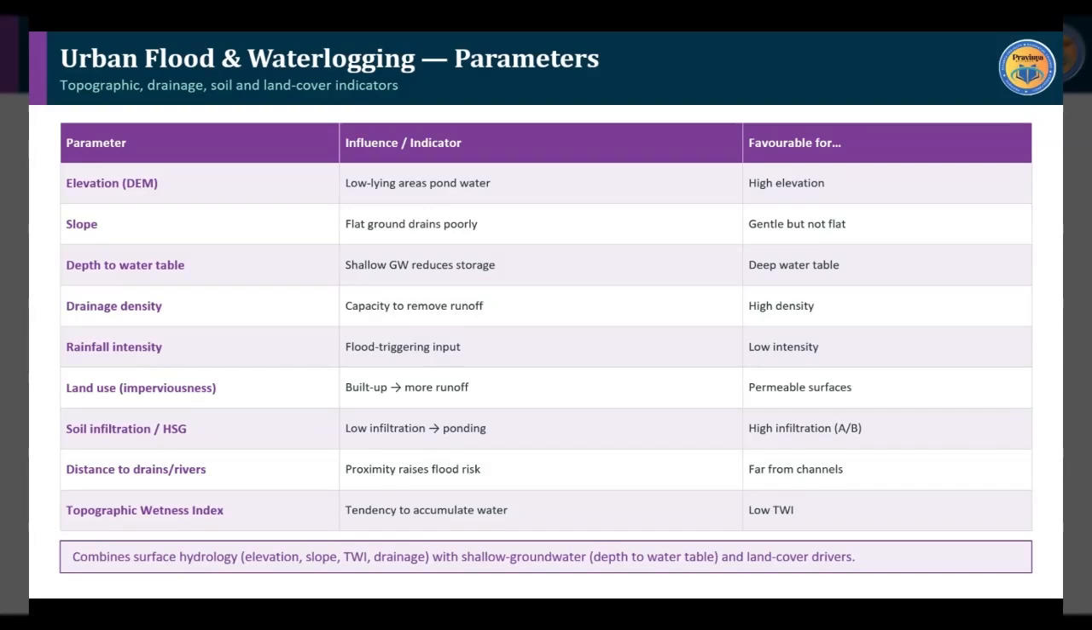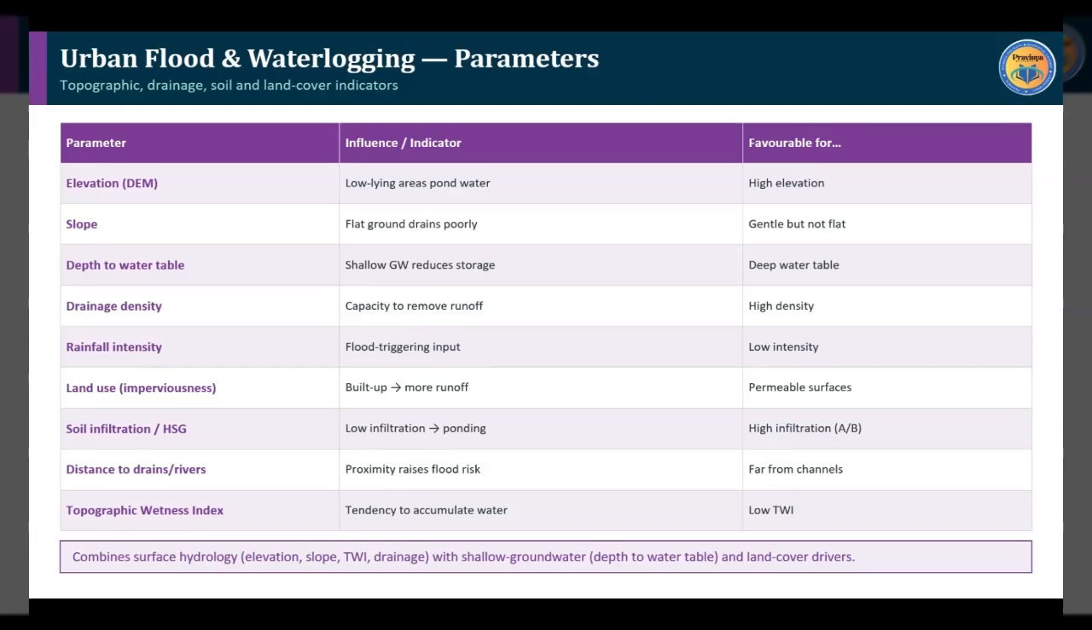Now, then we have topographic wetness index. This is a beautiful composite derived from this DEM that will capture whether water naturally accumulates based on how much area will drain into a point and how flat that point is. High topographic wetness index means convergent flow, wherein water is gathering and hence high flood risk. Then we have distance to drains or rivers.